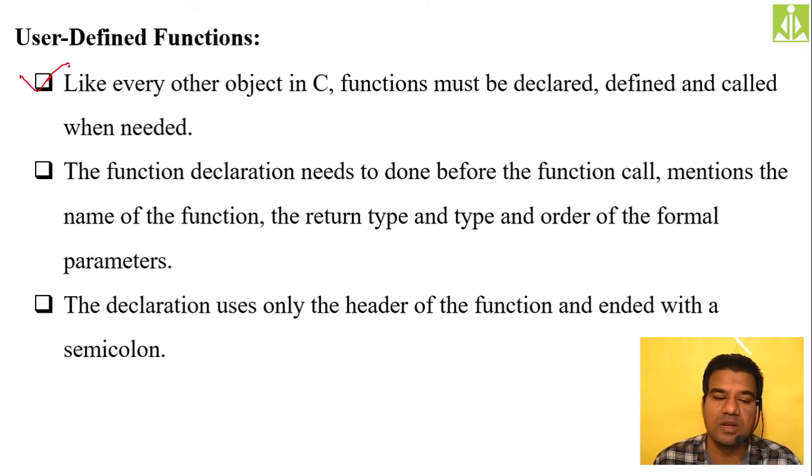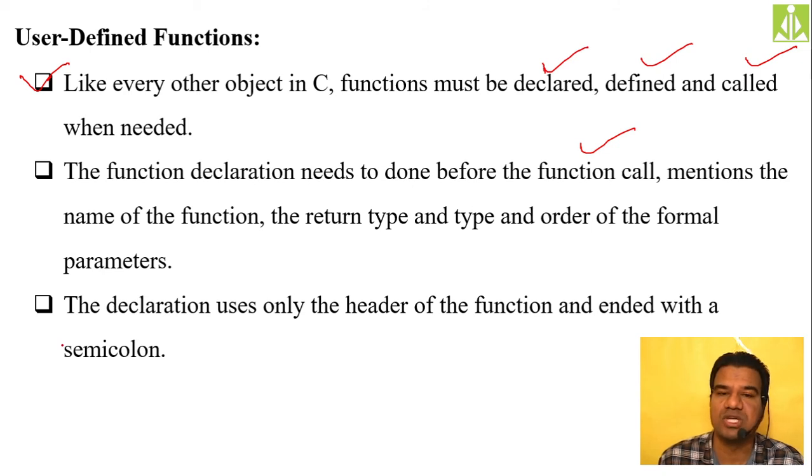Try to understand that one. Like every other object in C, being an object, function also needs to be declared, needs to be defined, and needs to be initialized. Function must be declared, defined, and called. We say calling. Okay, called when needed. The function declaration needs to be done before the function call. Declaration means mentions the name of the function, the return type, and the order of formal parameters. So these three things we do in case of function declaration.